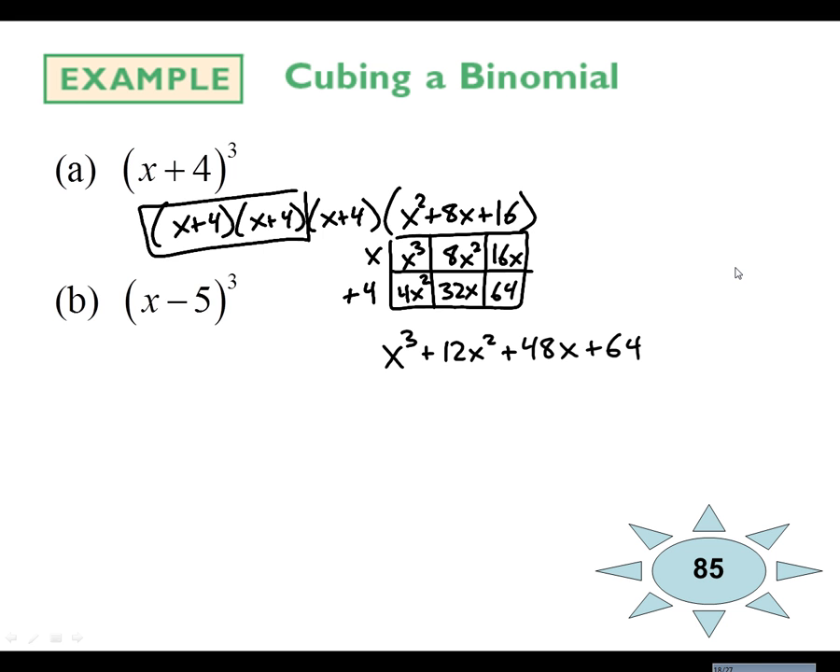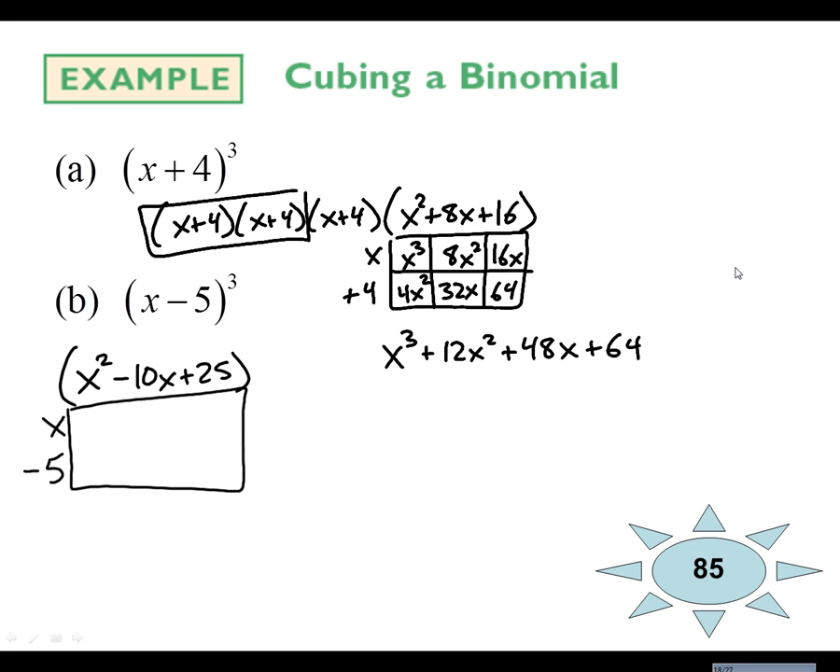We're going to do the same thing. I'm going to do the foiling right off the bat. We're going to have x squared minus 10x plus 25. That would be foiling the first two. And then I'd have an x minus 5 to finish. Skip that first step there of this one. Okay, we're going straight to it with our special products.